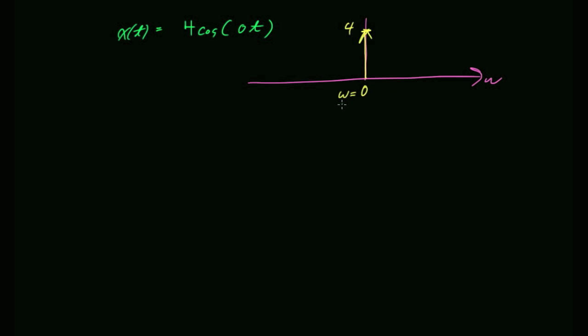So when you shift a signal in time, you introduce a linear phase. The slope of that phase is always proportional to the amount that you shifted by. If you shift it to the right, you introduce a negative slope. If you shift it to the left, you introduce a positive slope.